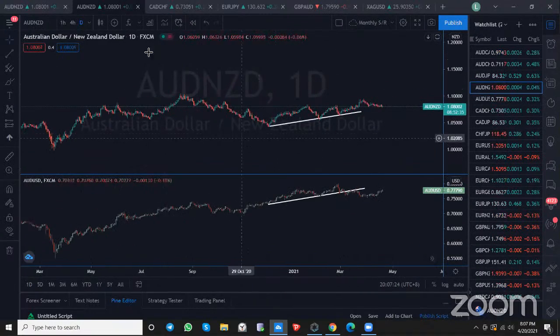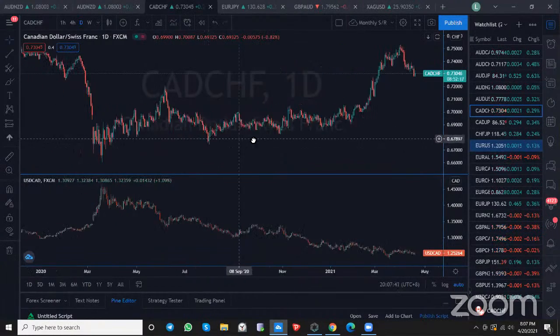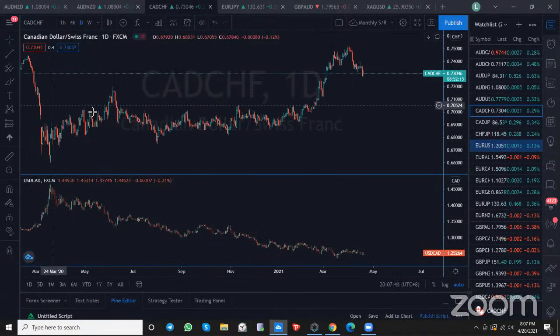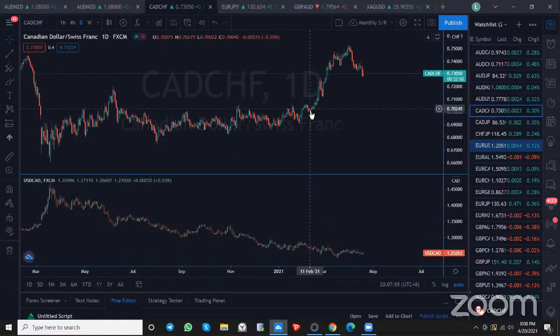Okay. So let's look at CAD Swiss. So dollar CAD and CAD Swiss, it has to be negatively correlated. All right. So if dollar CAD is going down, is on a downtrend, that means CAD is strong. CAD should be on an uptrend. All right. And we can see actually from here, CAD is actually not on an uptrend against the Swiss. That actually tells you another story. Right? If dollar CAD is on a downtrend, that means CAD should be strong. But if CAD Swiss is not showing an uptrend as opposed to a downtrend in dollar CAD, that means Swiss might possibly be stronger than CAD.